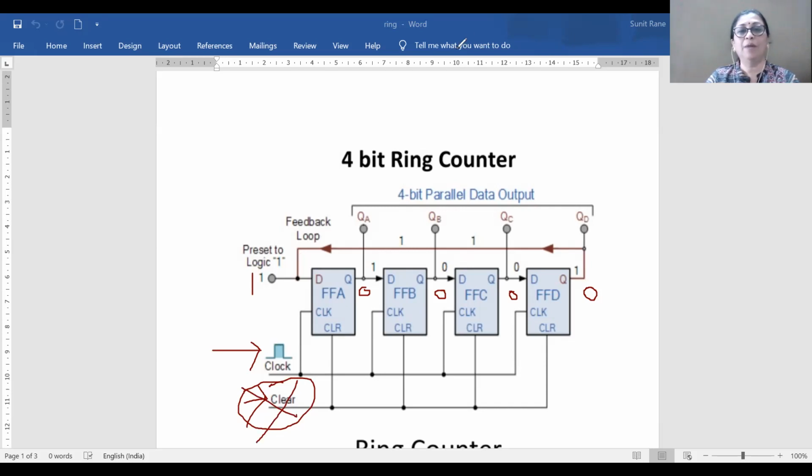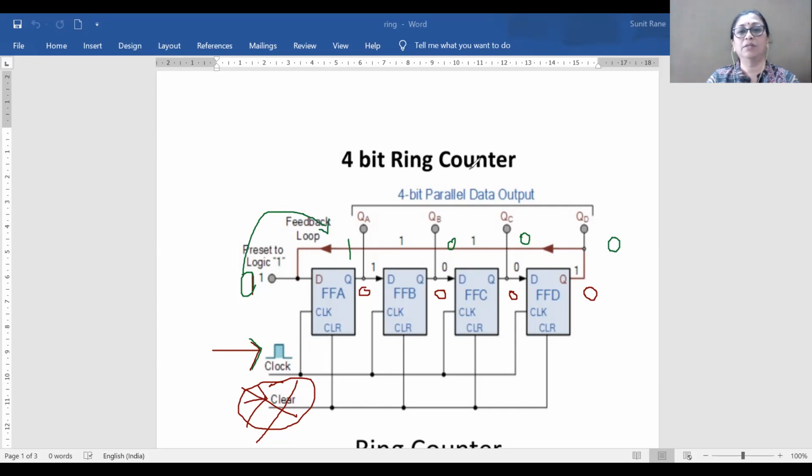Now once you apply one clock pulse here, what will be the output of the flip-flops? It will be 1, 0, 0 and 0. So this is your second output. Now what you do is apply 0 here and then apply the next clock pulse. Now if you do this, what will happen? This 0 will be shifted into flip-flop 1.